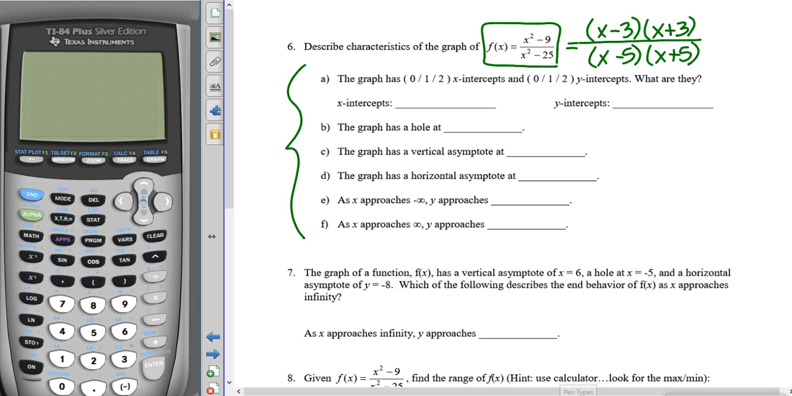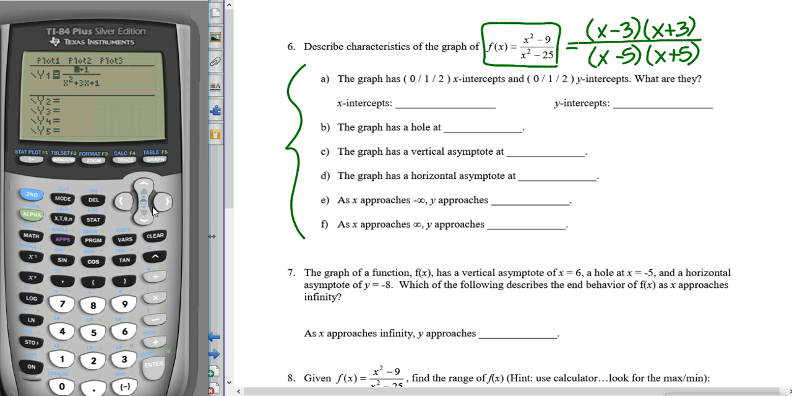Let's go ahead and put that into our calculator. I'm going to clear that out. I've got x squared minus 9 on top. I do not like to type it in factored form just in case I made a crazy mistake when I was factoring. And then I've got x squared minus 25 on the bottom, and a graph. So my graph looks like it has 3 pieces here.